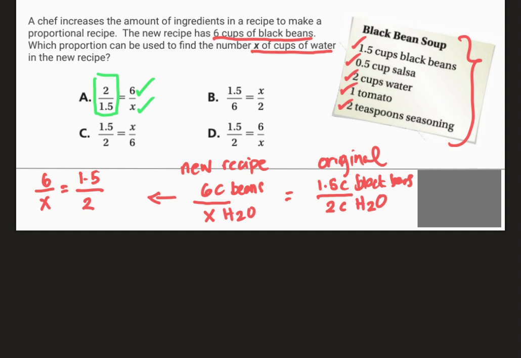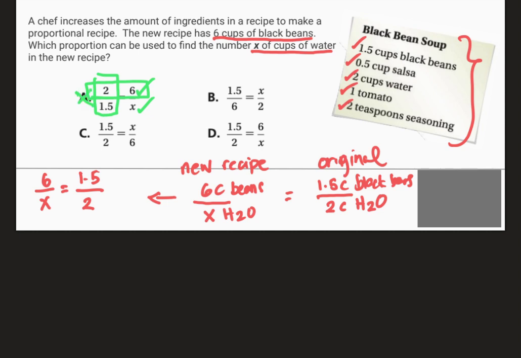So remember that when we're writing a proportion, we have to make sure that we are comparing the same material or same thing in our proportion. So this could have been 2 cups of water, right? And then they are comparing it with 6 cups of black beans from the new recipe, which we can't do in a proportion. So we already know that A is not the answer.